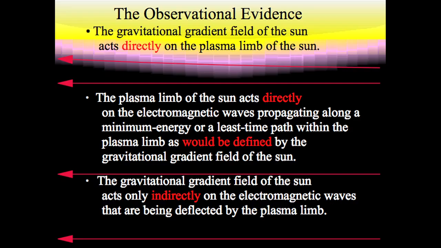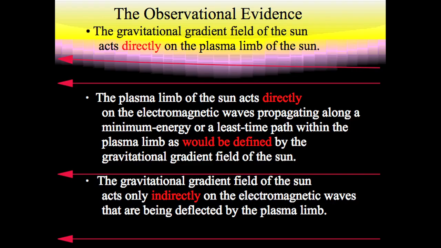And what happens is this plasma limb of the sun acts directly on the electromagnetic waves propagating along the minimum energy path. It turns out that you get your students' assignments in undergraduate and graduate classes, and you guys know this because I'm preaching to the choir here. You talk about the minimum energy path, or the least time path, of waves propagating in an atmosphere or some medium along a minimum energy path, and it would be defined by the gravitational gradient field of the sun. And it turns out that the gravitational gradient field of the sun acts only indirectly with the electromagnetic waves. So let's go on and we'll see what we're talking about here.